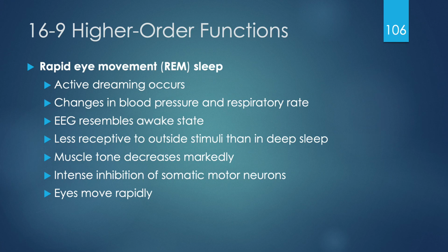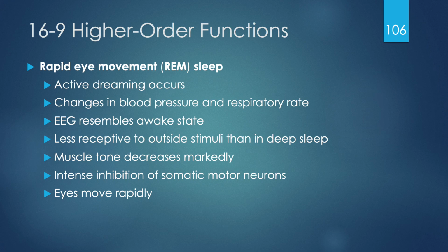It's during rapid eye movement sleep, or REM sleep, in which we have our dreams. So this is when we have considerable change in our blood pressure and respiratory rate in response to what we're dreaming about. Our EEG, or electroencephalogram, will resemble that of an awake state during REM sleep. And during this time, we're less receptive to outside stimuli than in deep sleep, but we're still able to respond in some fashion. We can be awakened, for example, more easily.